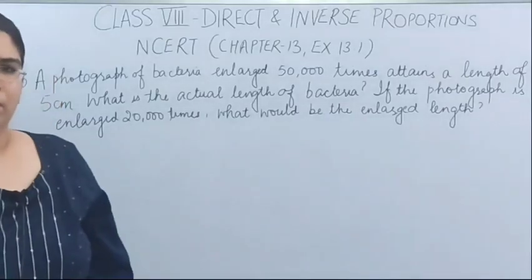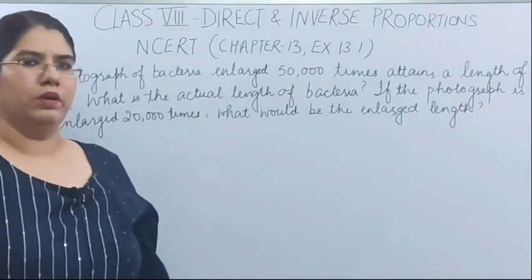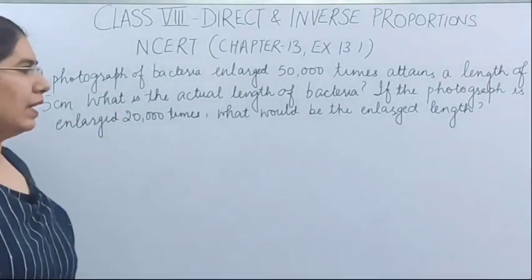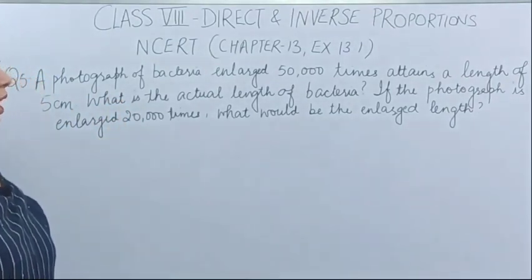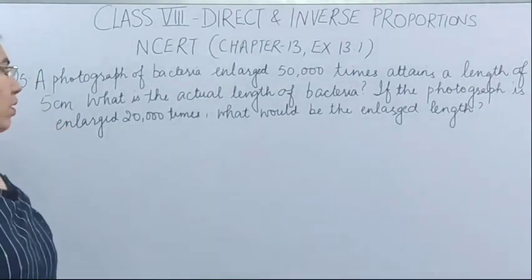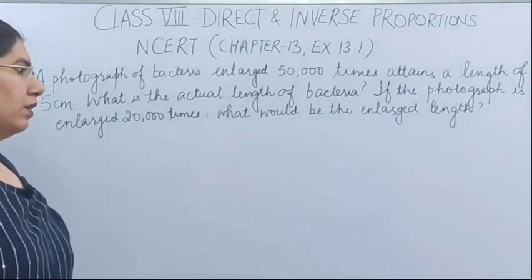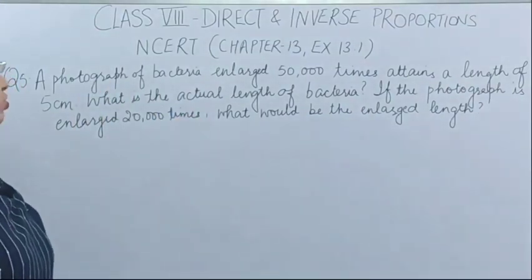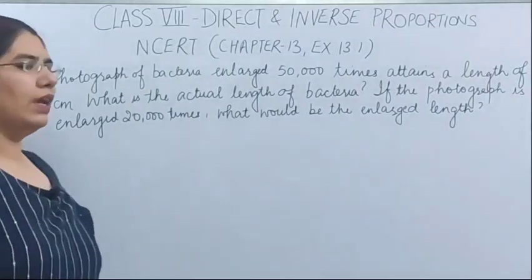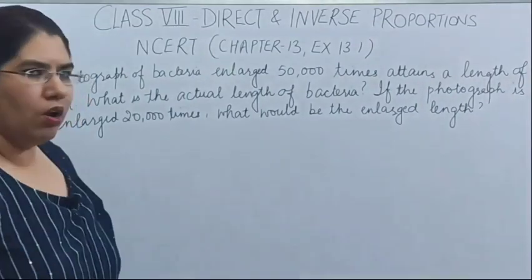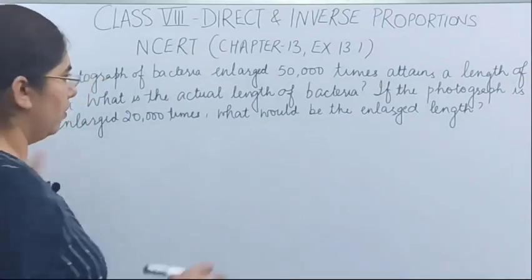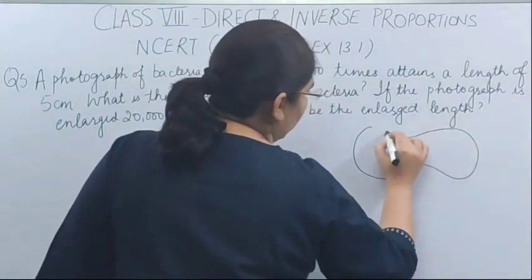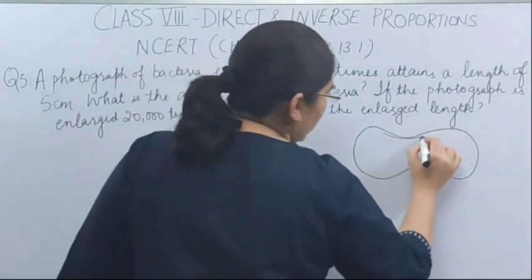Fine. Now let us have a look at question number 5. Now this question says, a photograph of a bacteria enlarged 50,000 times attains a length of 5 centimeters. What is the actual length of the bacteria? Then the second part of the question is, if the photograph is enlarged 20,000 times, what would be the enlarged length? Now let me try to draw it out first. Now let us see, suppose the bacteria is something like this, okay.